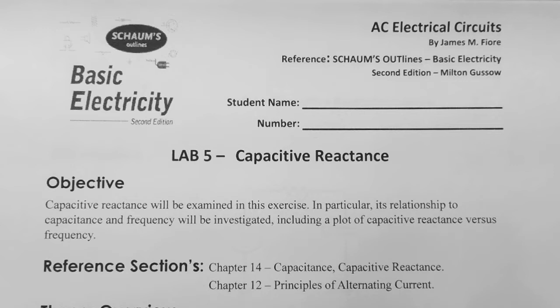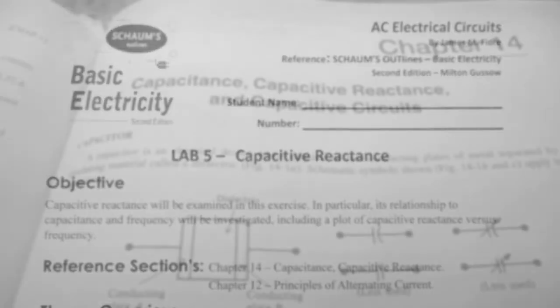Under reference sections, I'm referencing Sham's Outlines Basic Electricity, 2nd edition. Under Chapter 14, we're going to look at capacitance and capacitive reactance. And Chapter 12 has some principles of alternating current that we need to review.